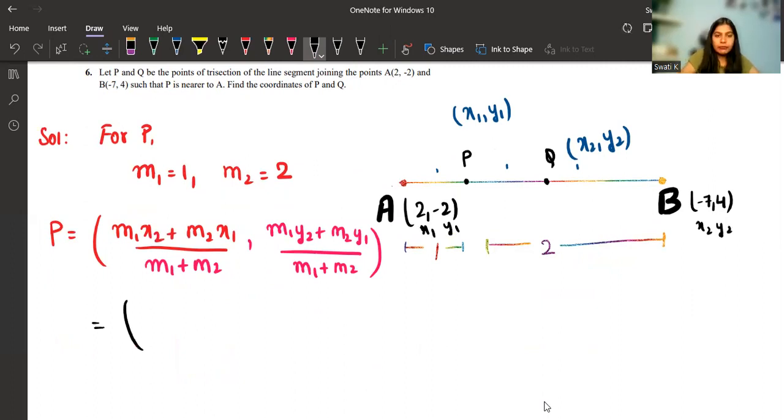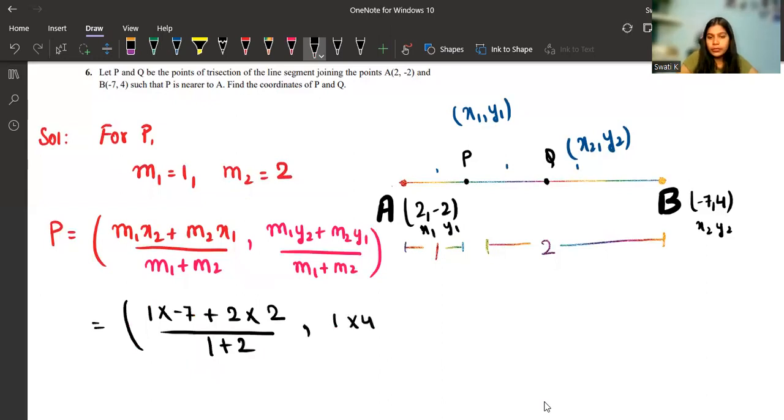So of course M1 is 1, so 1 into X2 is 7, so minus 7, plus M2 is of course 2, so 2 into X1 is 2, so 2 upon M1 plus M2, that means 1 plus 2, comma M1 Y2, so 1 into Y2 is 4, please check this, here Y2 is 4, and then plus M2, which is 2 into Y1, which is minus 2 upon M1 plus M2, which is 1 plus 2.